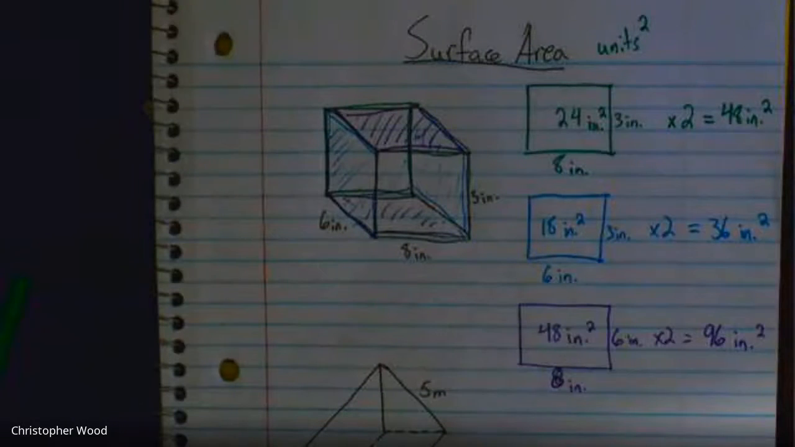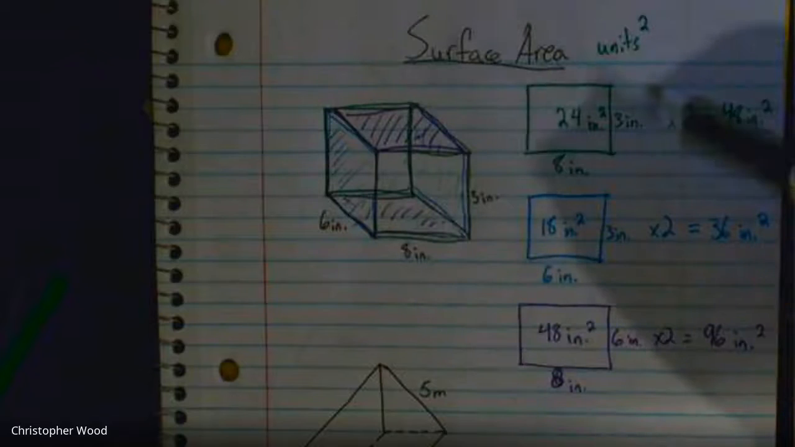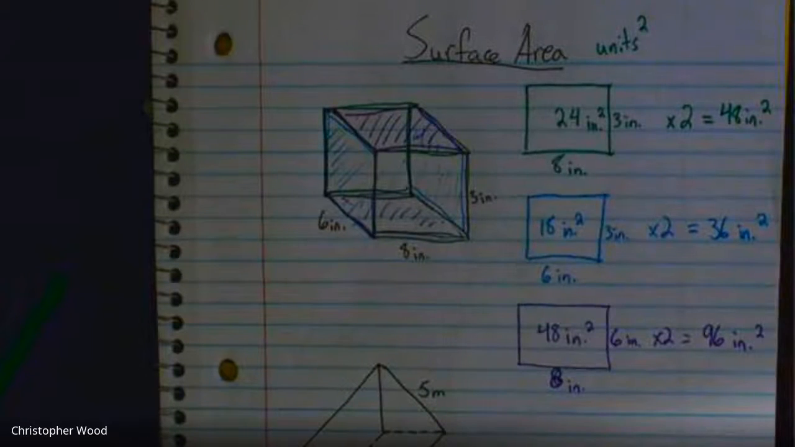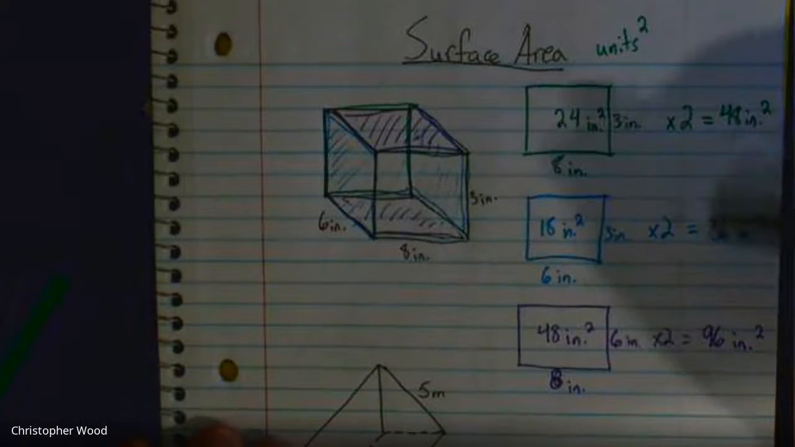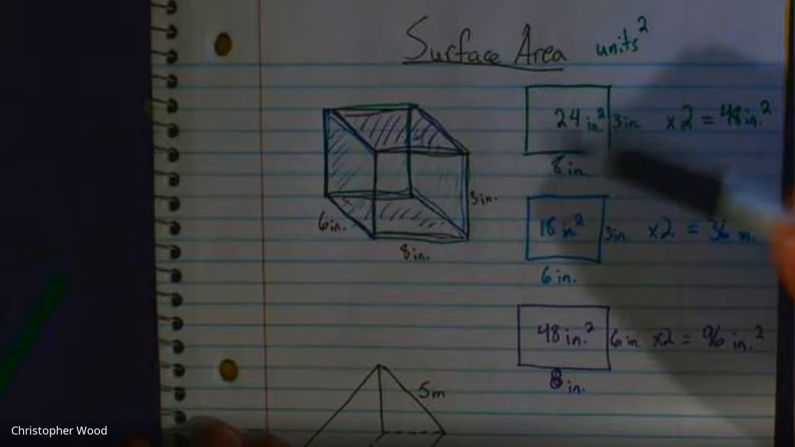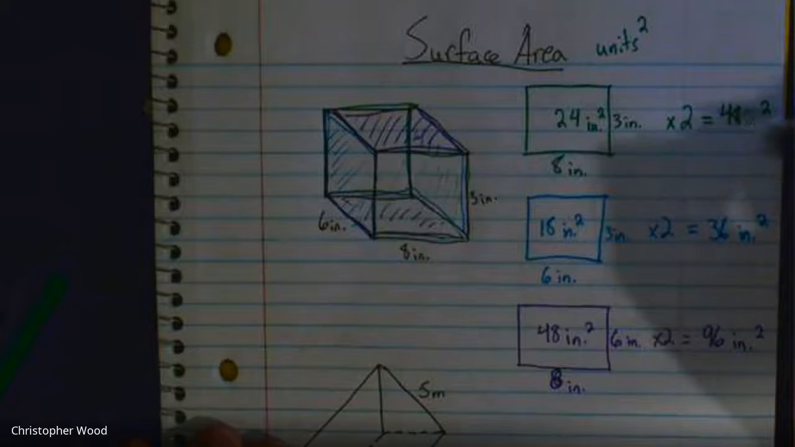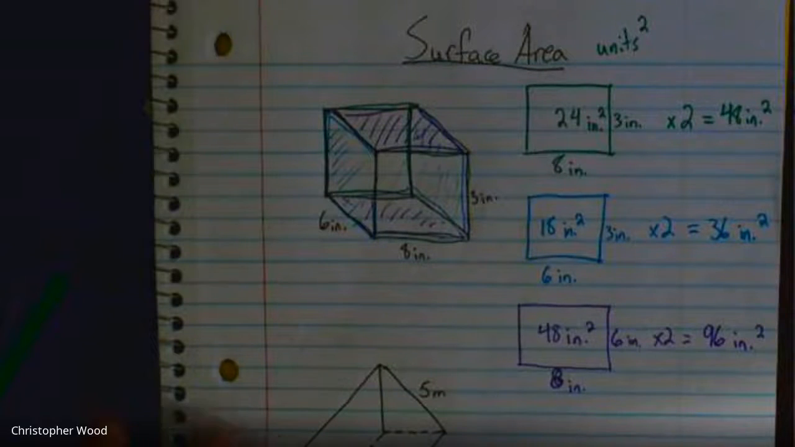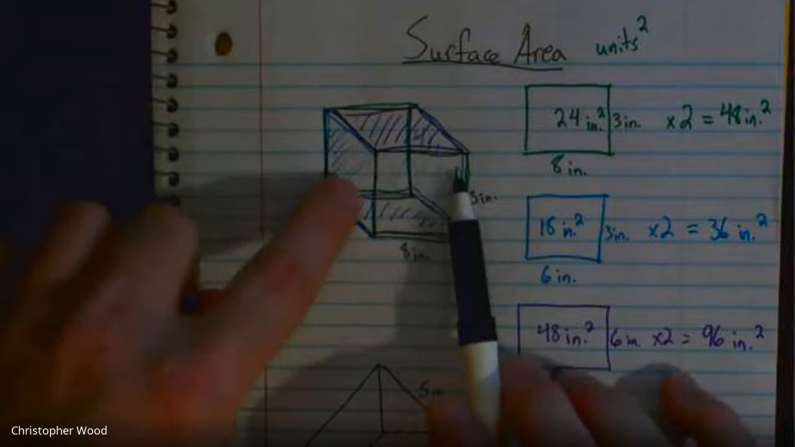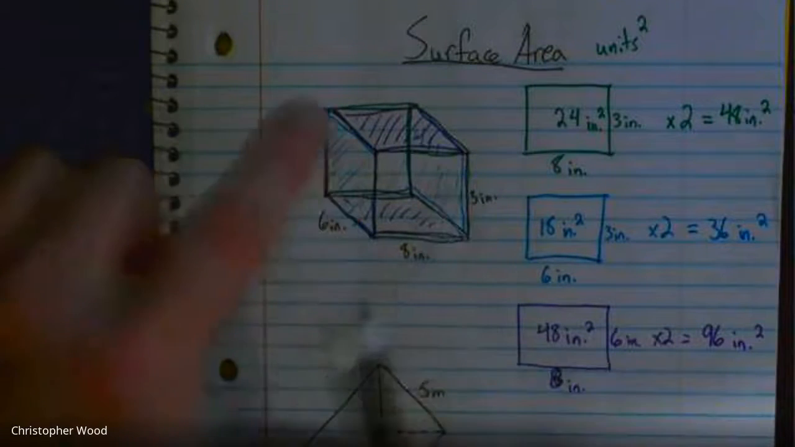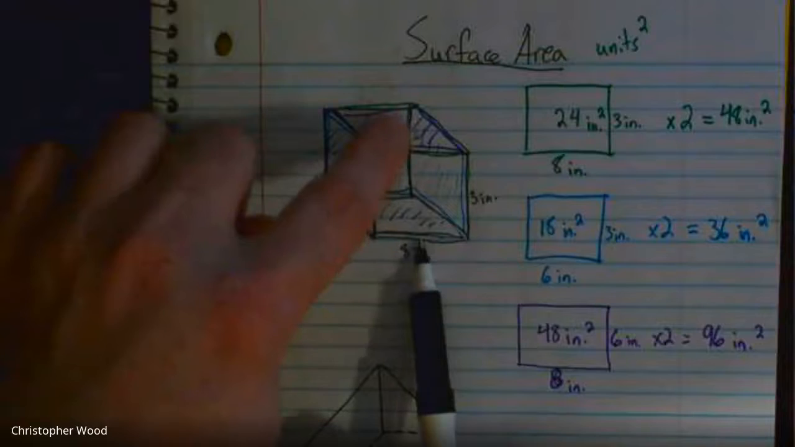So this is all of the pieces individually, but surface area means to take them all and add them all up. So if this was a gift I was giving to somebody and I wanted to wrap it in wrapping paper perfectly without any overlap, I would have to cover this side with 24 inches and its matching side. So I need a total of 48 inches squared for the front and the back. I would need 36 inches for the 2 sides, and I would need 96 inches squared for the top and the bottom.